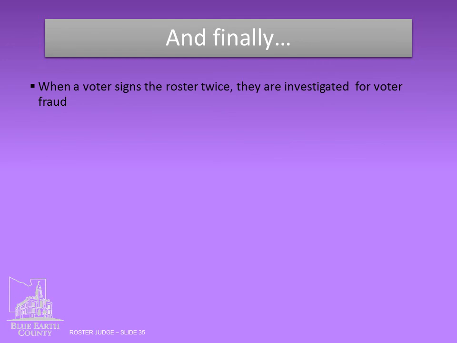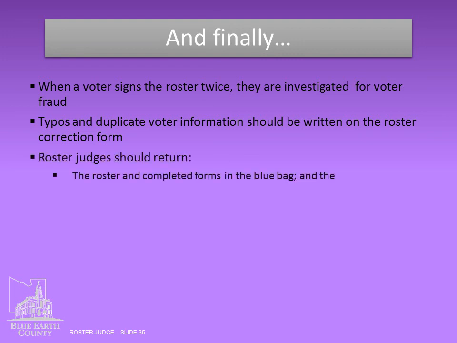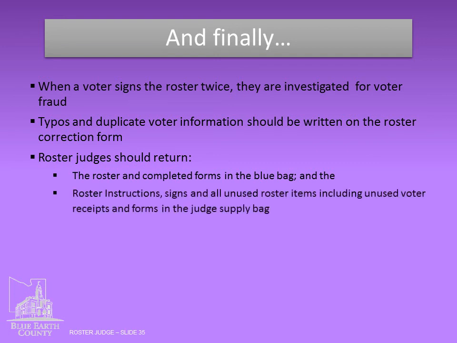When a voter signs the roster twice, they are investigated for voter fraud. Typos and duplicate voter information should be written on the roster correction form. Roster judges should return the rosters and completed forms in the blue bag, and the roster instructions, signs, and all unused roster items, including unused voter receipts and forms, in the judge supply bag.